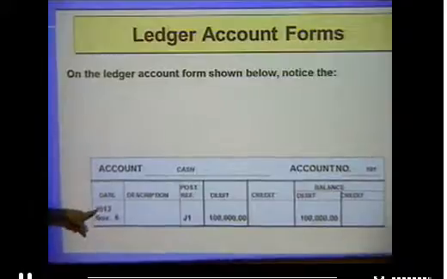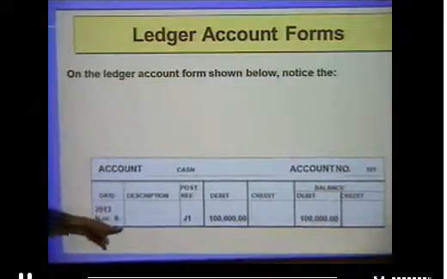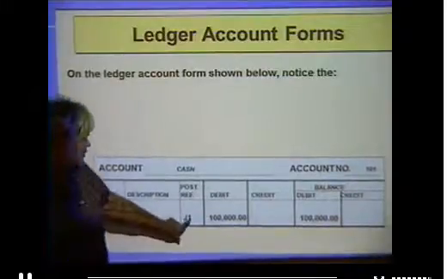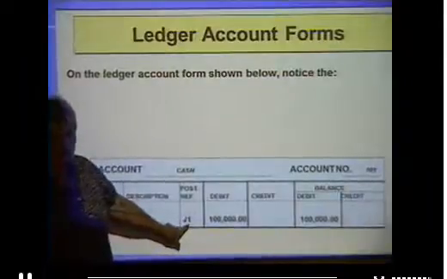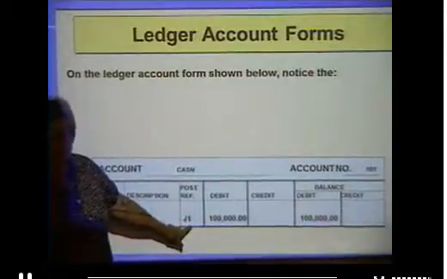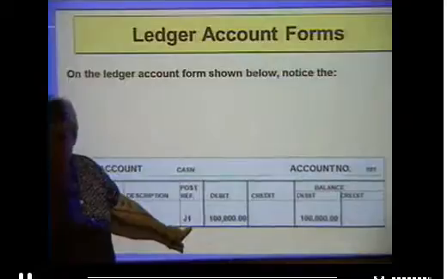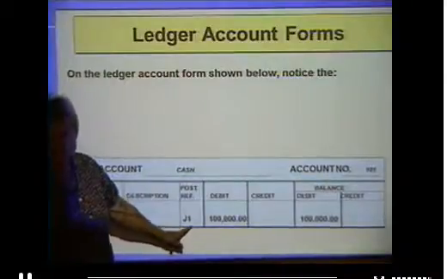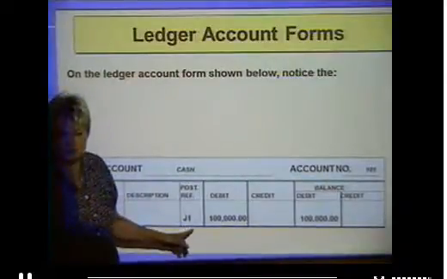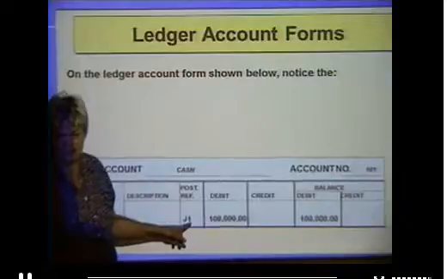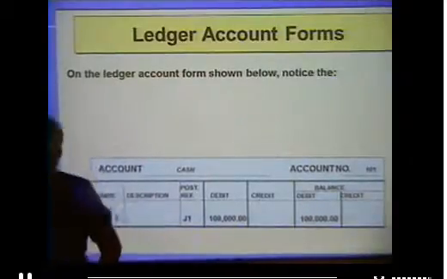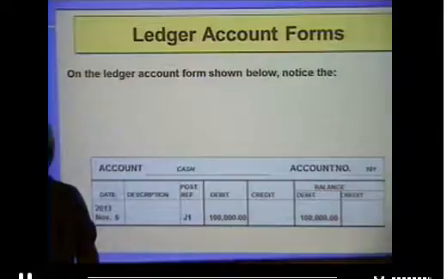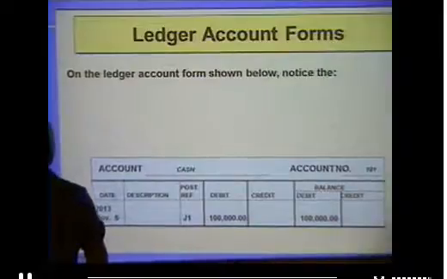And here, under posting reference, you're going to put where you found the information to put in your ledger. The J stands for the General Journal, page 1. So this means that you got this information from the General Journal, page 1. So it's always going to have a J in front of it if it's the General Journal. We have other journals later, but right now we're dealing with just the General Journal.